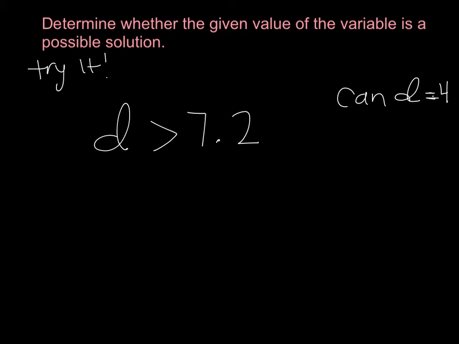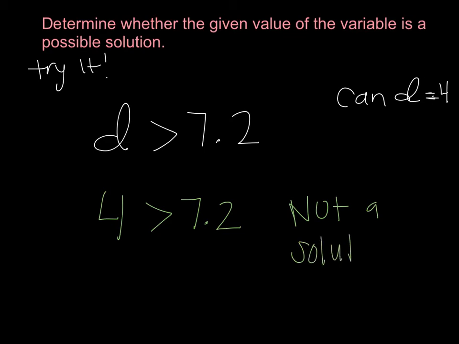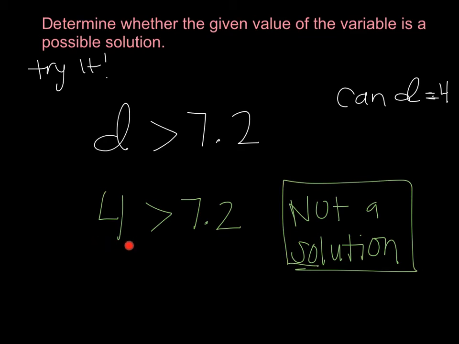Okay, let's check your work. All you need to do here is plug in 4 for D. D is greater than 7.2. True or false? That is false. So this is not a solution, because 4 is not greater than 7.2. 4 is less than 7.2. So when they said D equals 4, they were wrong.